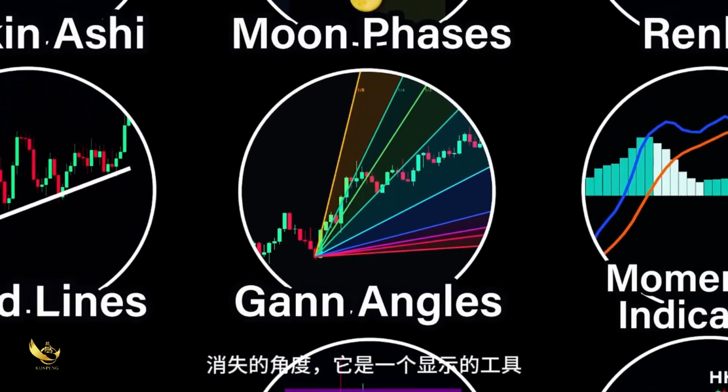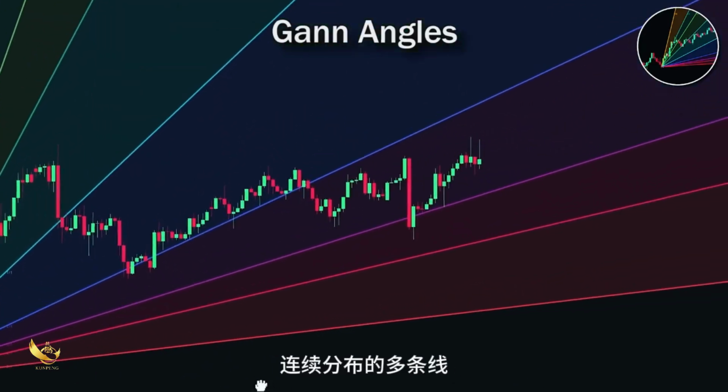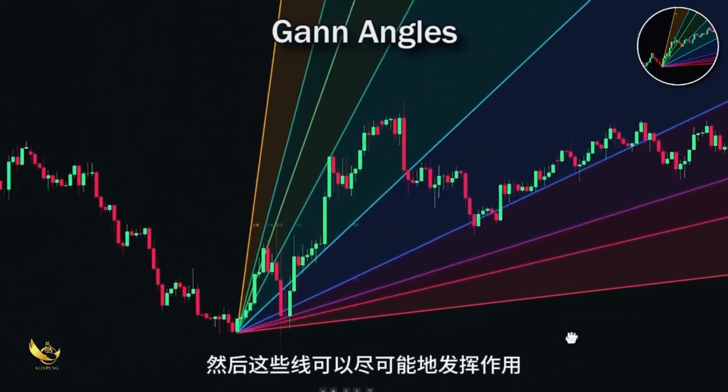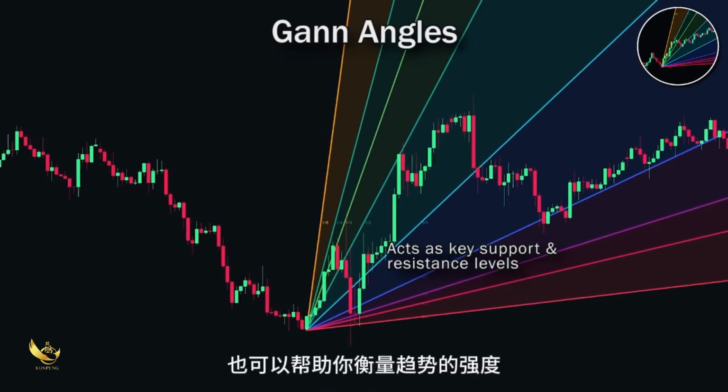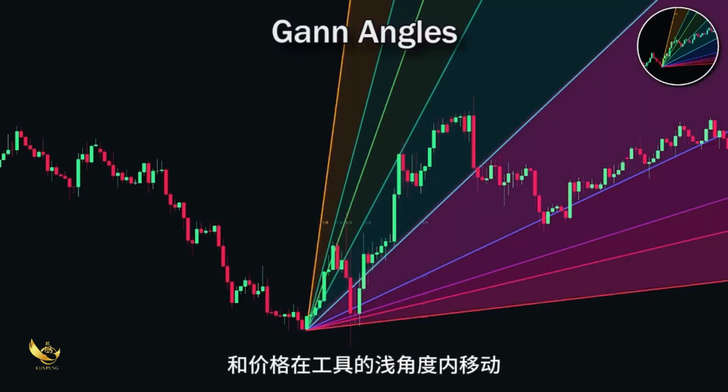Gann angles. It is a tool that displays multiple lines that spread continuously on different angles. These lines can then act as possible key levels and could also help you measure the strength of a trend. Price moving within the steep angles of the tool indicates a strong trend, and price moving within the shallow angles of the tool indicates a weak trend.